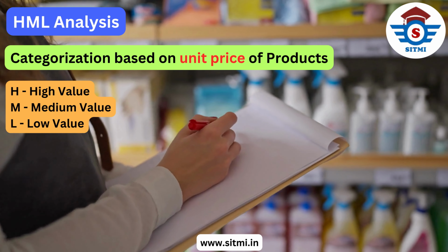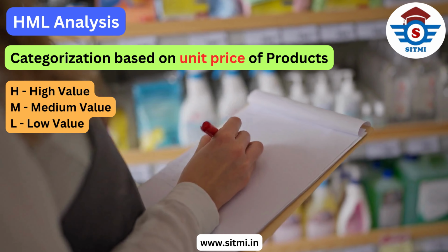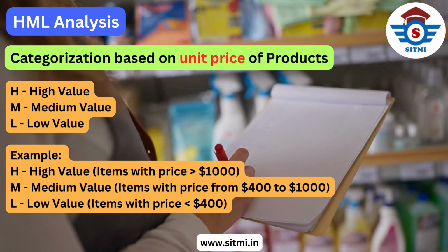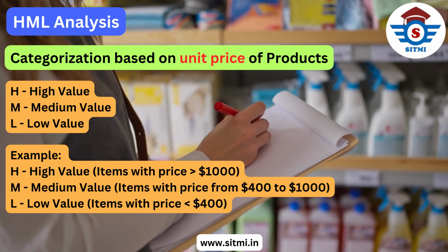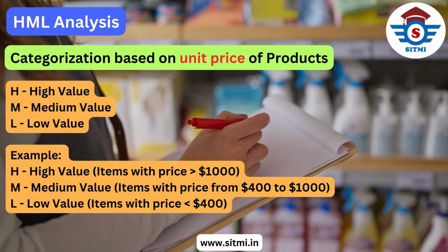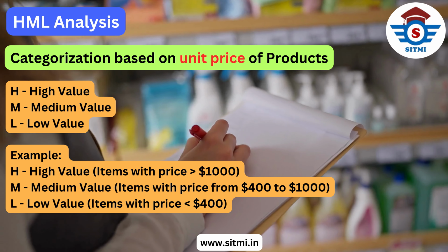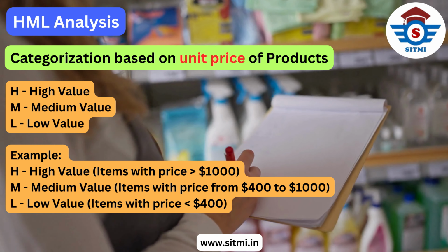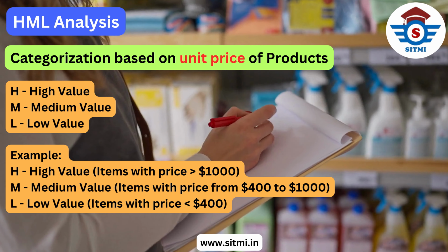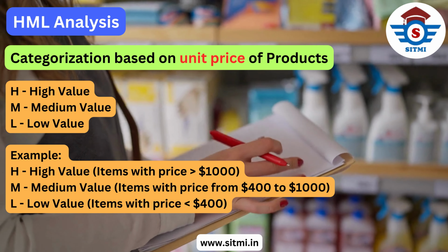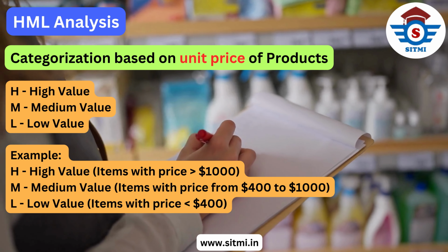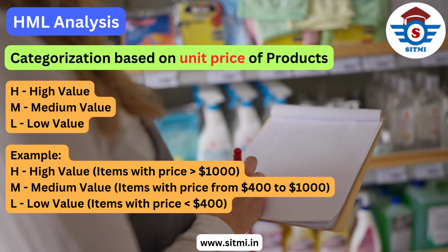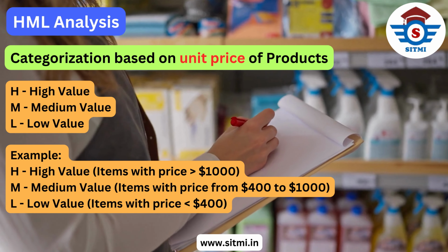To have a simple example of HML analysis, in your entire inventory portfolio, if you consider any product which has a value or unit price of more than $1,000, that can be the H category of product. The M category of product can be a product whose value or unit price is more than $400 and less than $1,000. And in L class items, any product whose unit price or value is less than 400 US dollars is an L class item.